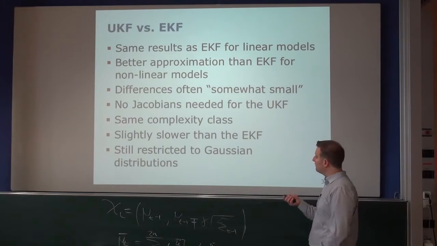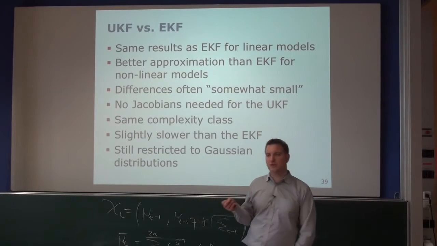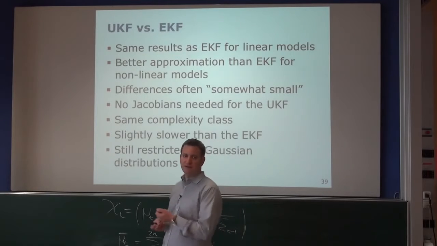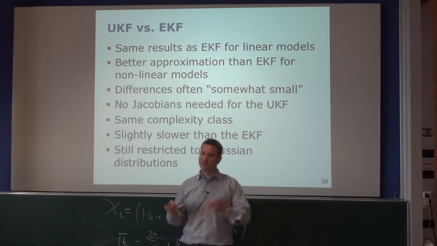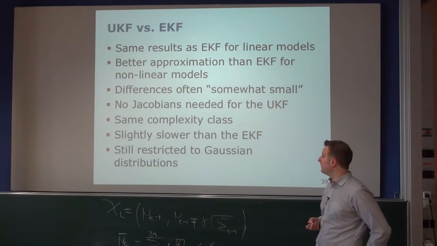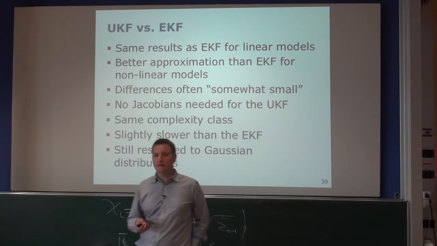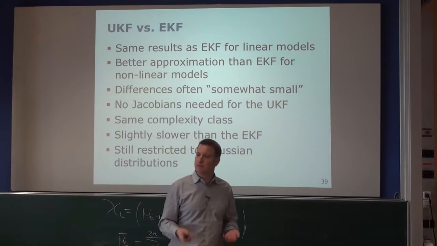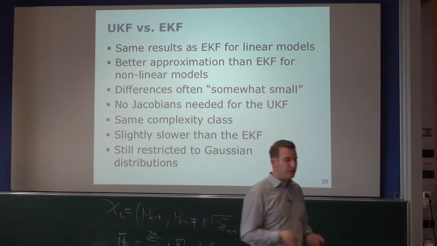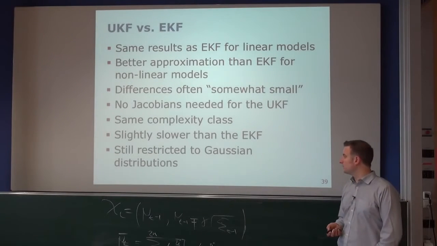One advantage of the UKF, besides that, is that you don't need to compute the Jacobians. If you're a little bit lazy or don't want to compute the Jacobians, or they are an additional source of error, you can skip that with the UKF. They're in the same complexity class, but the UKF is typically a little bit slower than the EKF if you really do an implementation, because you need to transform all those points. So in practice, the UKF is a little bit slower, but in the same complexity class.